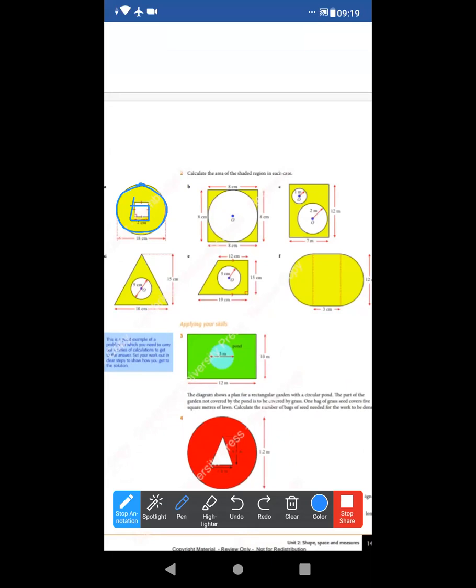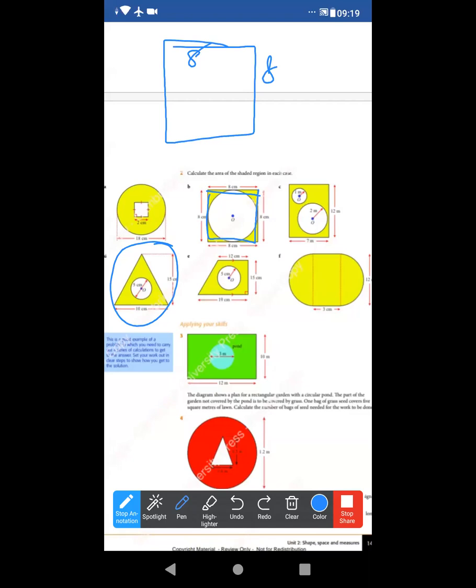Can you do question number E? I'll do each and every one. Just wait. Acha, D you can solve. Just repeat B. Just look. Area of the square, because it is a square. Each side is 8 centimeter. So the area of the square will be 8 into 8, 64 centimeter square, minus area of this circle.